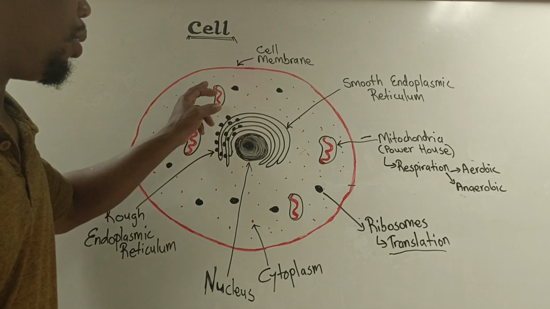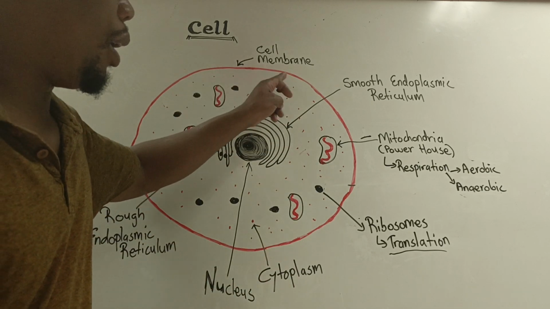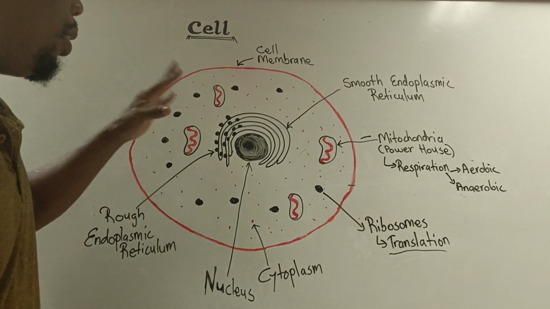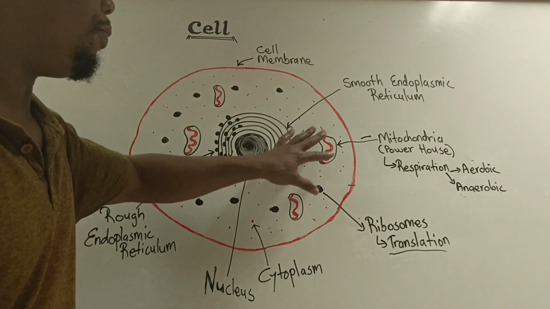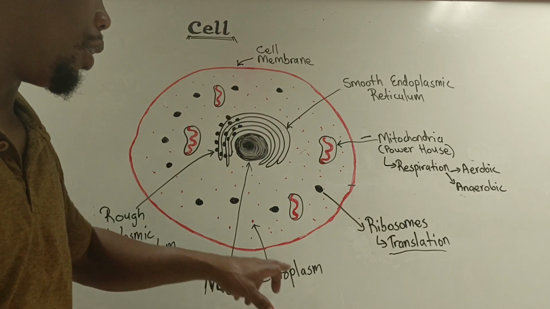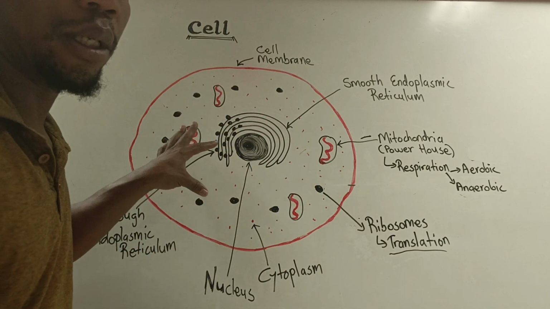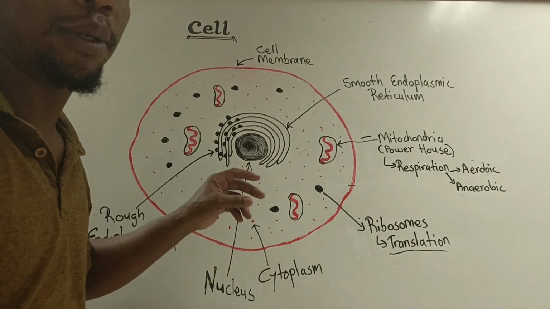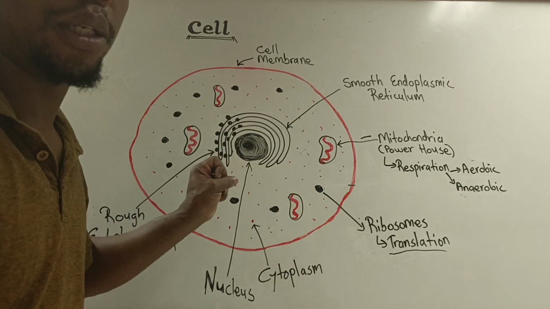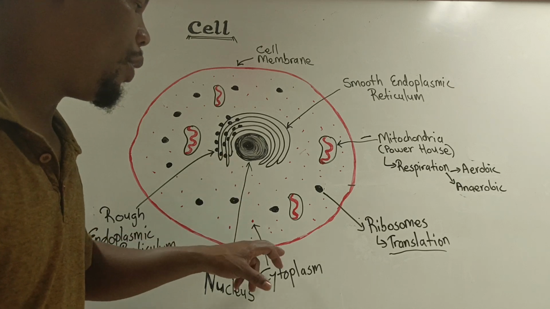It's labeled. This is what we call the cell membrane. It's covering up everything. It's filled up with the cytoplasm. These red dots represent the cytoplasm. And then within the cytoplasm, we have different organelles floating within the cytoplasm.